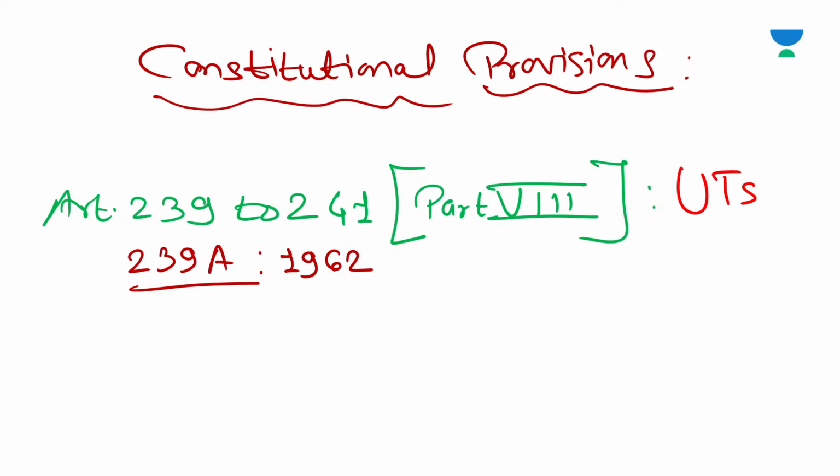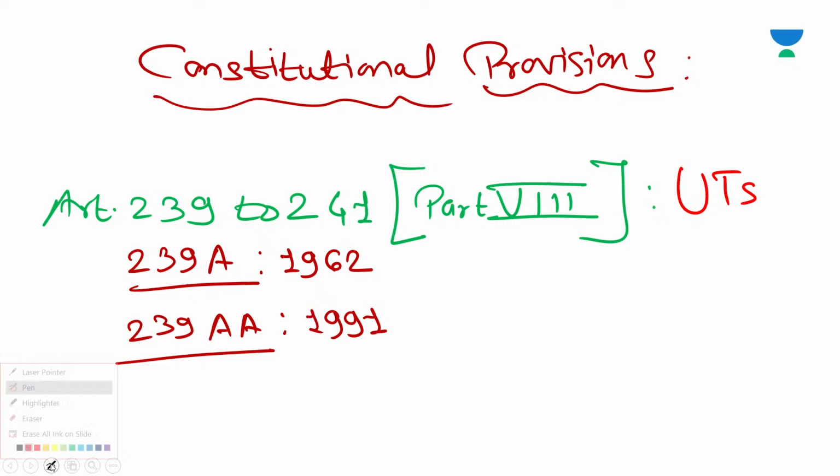Then, Article 239AA was added by the 69th Amendment Act, 1991, which deals with special provisions for the National Capital Territory of Delhi. So Article 239AA was added in 1991, which deals with the special provisions for the National Capital Territory of Delhi.